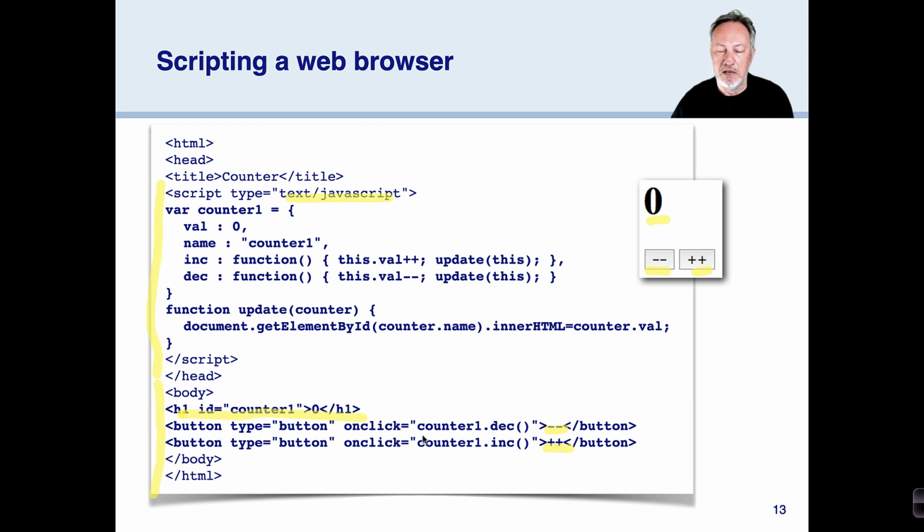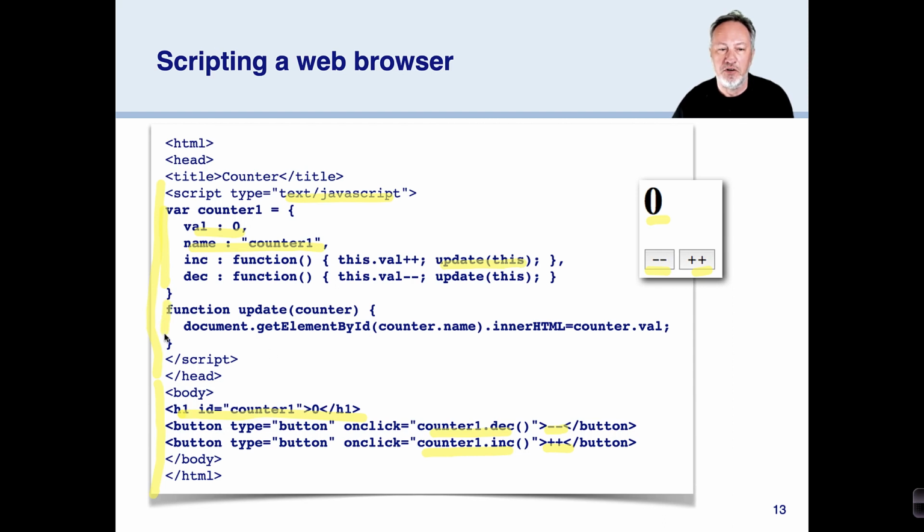Notice that the code that we want to invoke is counter1.decrement or counter1.increment. Here's the counter. It has a value property, which is 0, and it has a name, which is counter1, and it has the increment and decrement functions. The increment and decrement functions simply do the update of the value, and they invoke update of this.